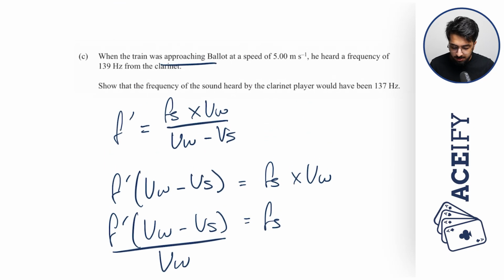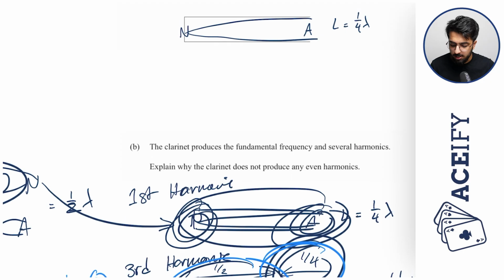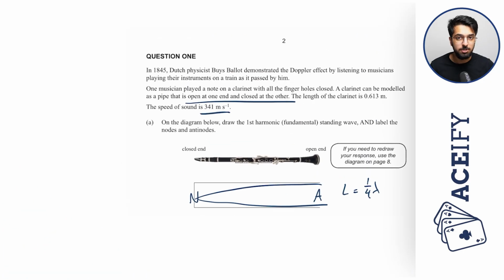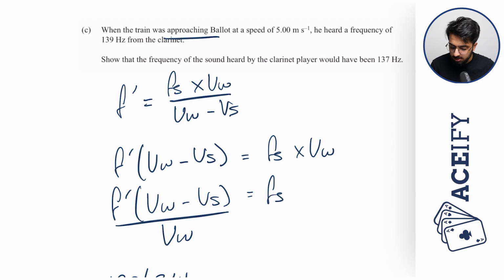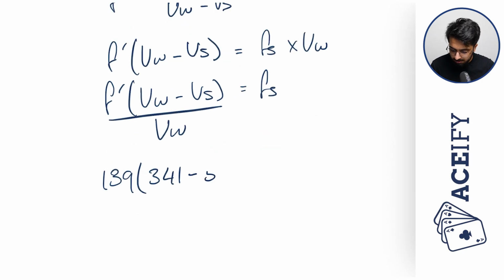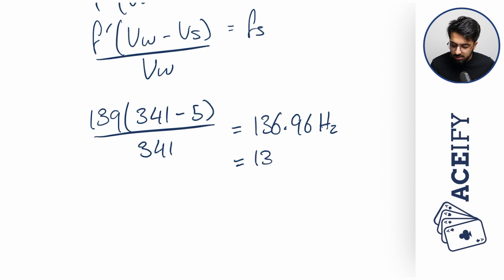Now plugging in our numbers, we get 139 times the velocity of the wave, which is given up here as the speed of sound of 341 meters per second, 341, minus the source velocity, which is given up here as 5 meters per second, all over 341, and this gives a source frequency of 136.96 Hz, and therefore we can round this to 137 Hz.